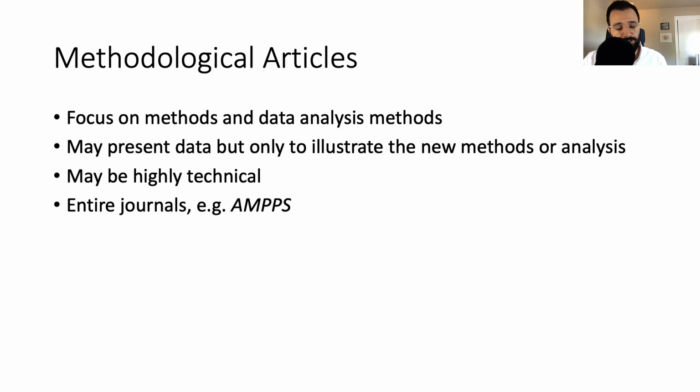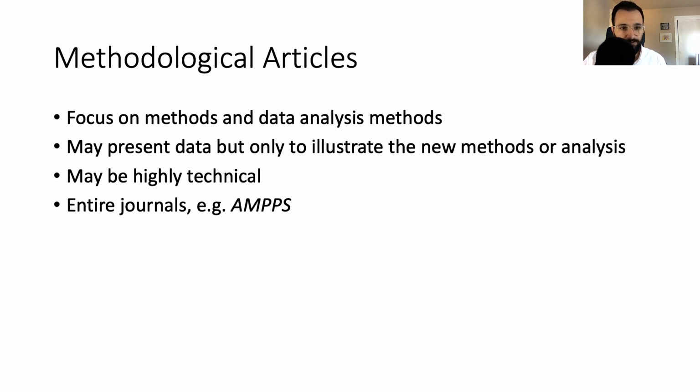There are also entire journals that publish methodological articles, and these are articles in which the researchers focused on some kind of data analysis or methodological innovation. They will mainly present data, they may present data, but it'll usually only be to illustrate their new method or their new analysis. It might not be original data. These kinds of articles are also usually really highly technical.